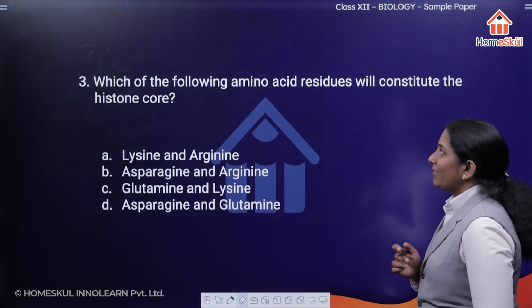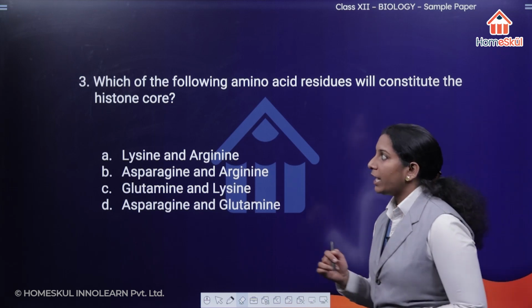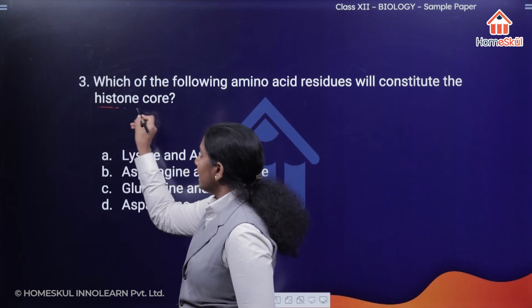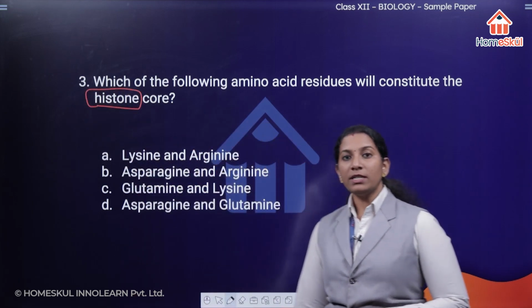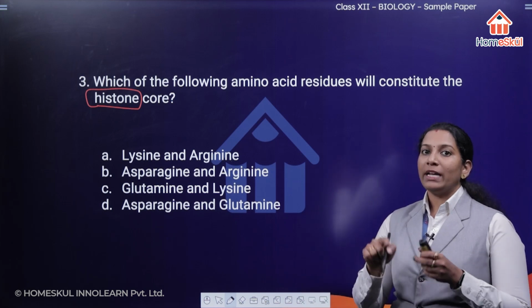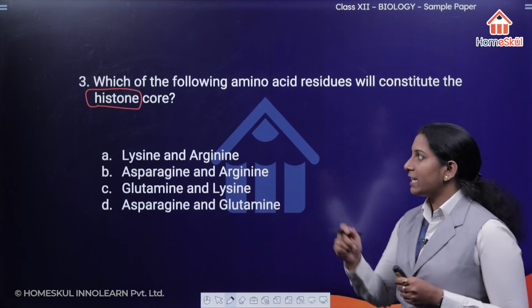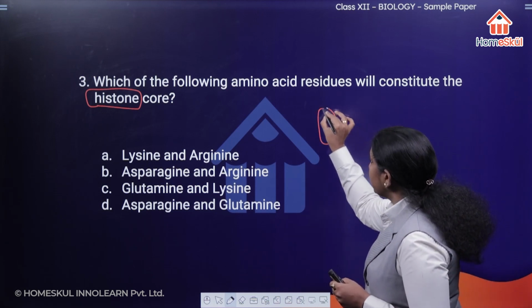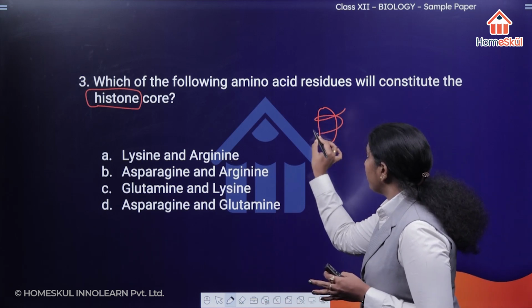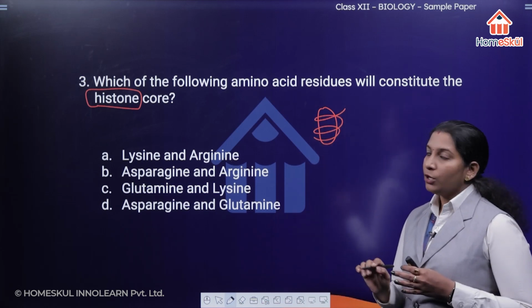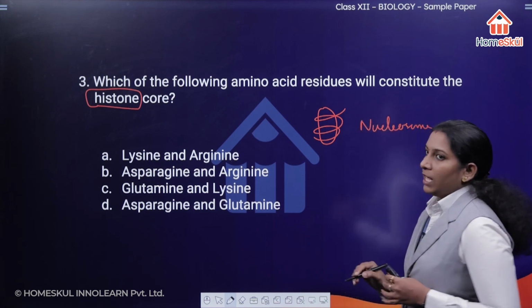First one: which of the following amino acid residues will constitute the histone core? You know about histones. What do you mean by a histone? Histone is actually a protein, right? The long DNA is wrapped around that protein. The histone proteins form a histone octamer, around which the long DNA is wrapped. That structure is called the nucleosome.